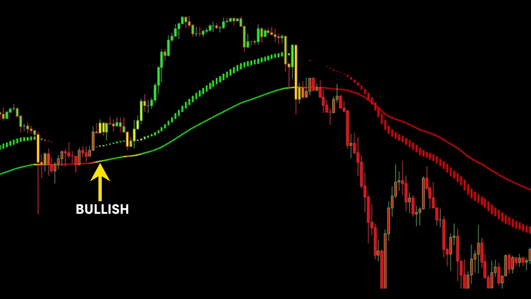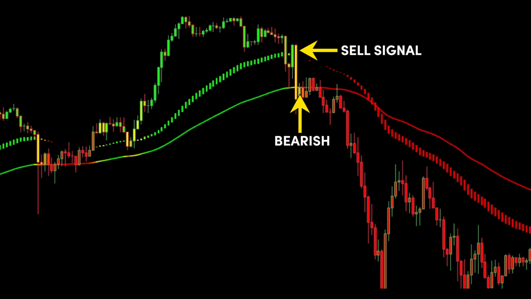If the price candlestick crosses or closes above the MA line and the EMA line changes to yellow, this indicates a transition from a bearish to a bullish trend. You can place a buy order when the yellow candlestick closes. Conversely, if the price candlestick crosses or closes below the MA line and the EMA line changes to yellow, this indicates a transition from a bullish to a bearish trend. You can place a sell order when the yellow candlestick closes.